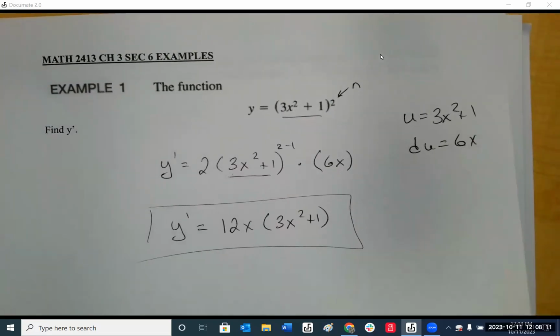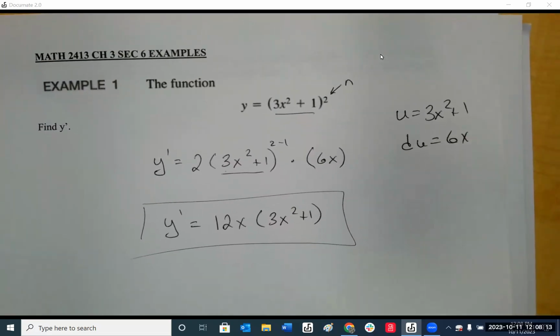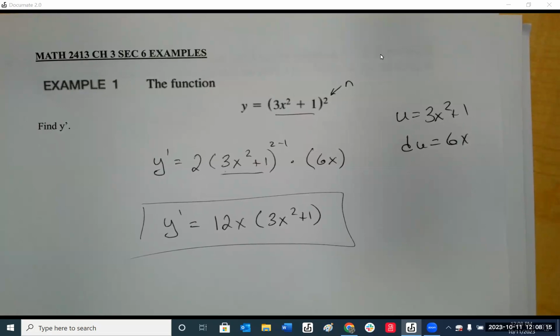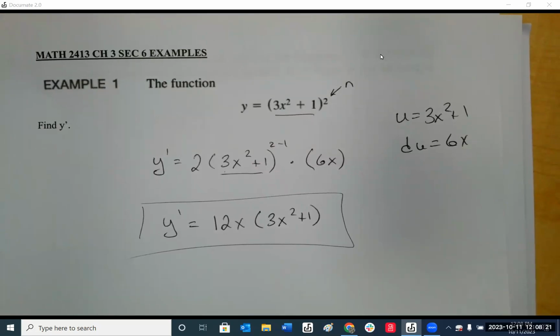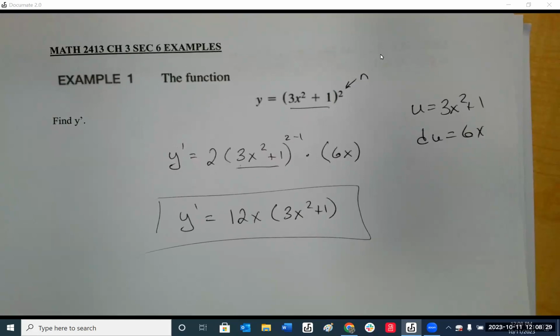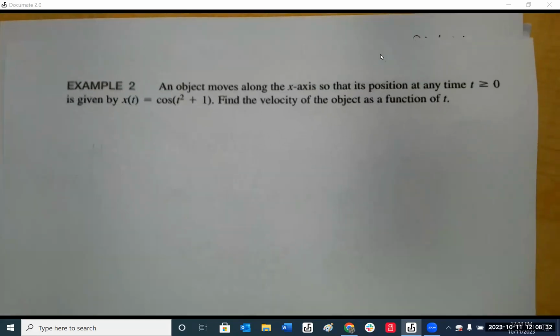So basically, the chain rule simply tells us that we can have the product and quotient rule inside the product and quotient rule. That's all it tells us. We just keep on going on how many times we have it. Let's look at example 2.